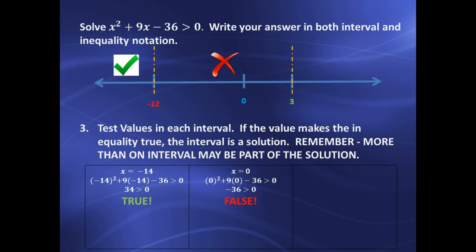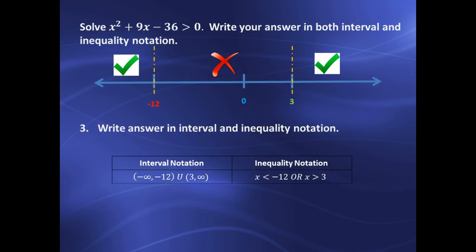When we substitute in 0, and I always pick easy math numbers when I can, like 1, 0, because they're easy to calculate, we get an answer of negative 36 is greater than 0. Well, that's definitely not true, so we're going to mark that interval false. We check the last interval with some value greater than 3. I picked 4, and when I calculate that, I get 16 is greater than 0. Well, that's certainly true. So I have 2 intervals where the values check out and 1 where it does not.